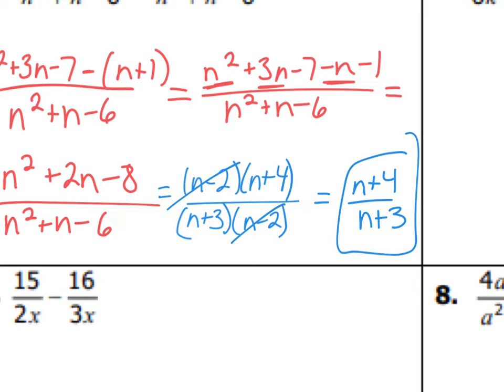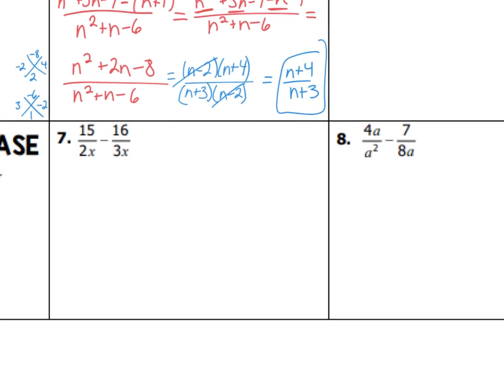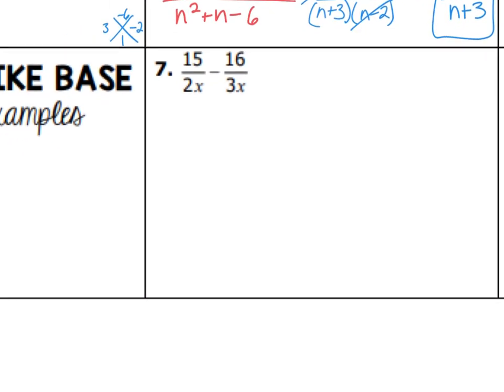All right, we're going to go ahead and skip number 6, just because I feel like we've got the hang of this for now. Next up, we've got unlike base examples. Okay, so this was kind of what we talked about in the beginning. When the denominators are not the same and we're adding or subtracting, we've got to find that common denominator.